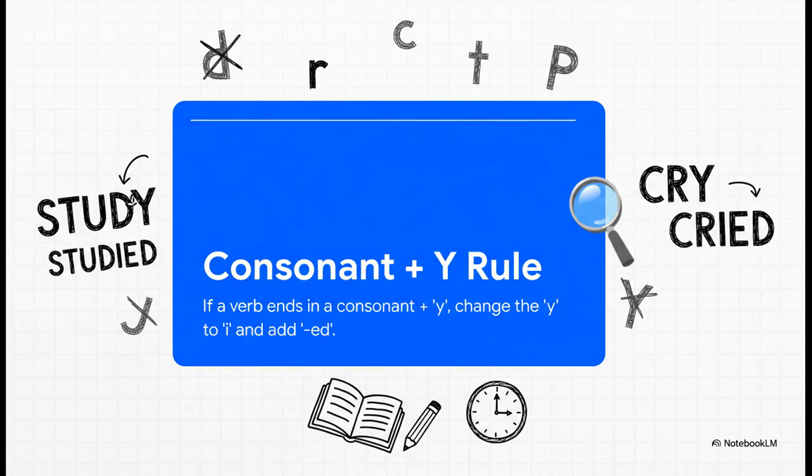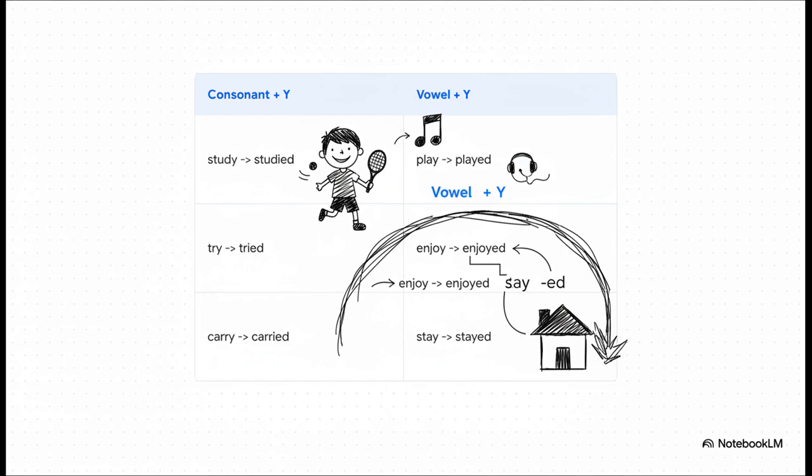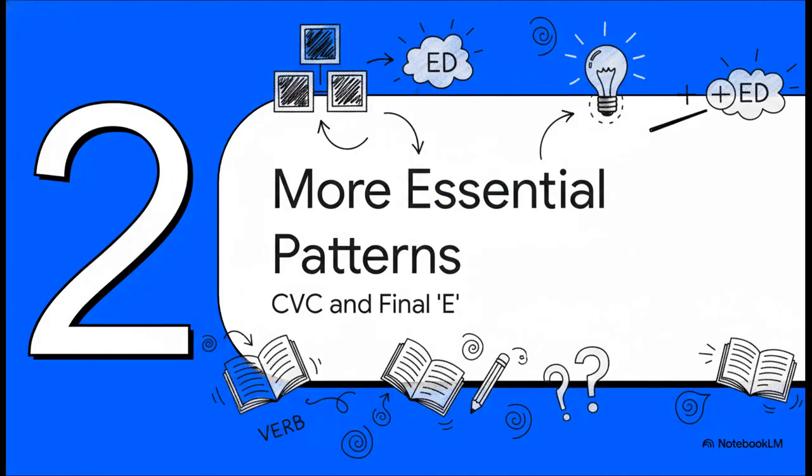Simple as that. But what happens when it's not a consonant? Look at play. Before the Y, you've got an A, a vowel, or enjoy with the O. In these cases, it's totally different. The Y stays right where it is, and you just tack on ED. So played, enjoyed. See? The whole secret is that one little letter before the Y. All right, let's get into two more patterns you absolutely need to know. Master these, and you're pretty much covered for most regular verbs.